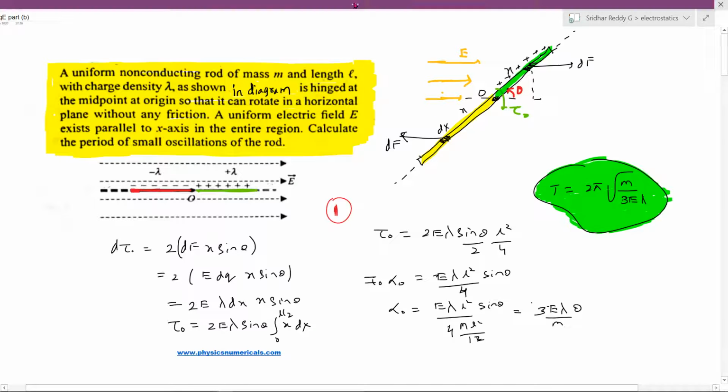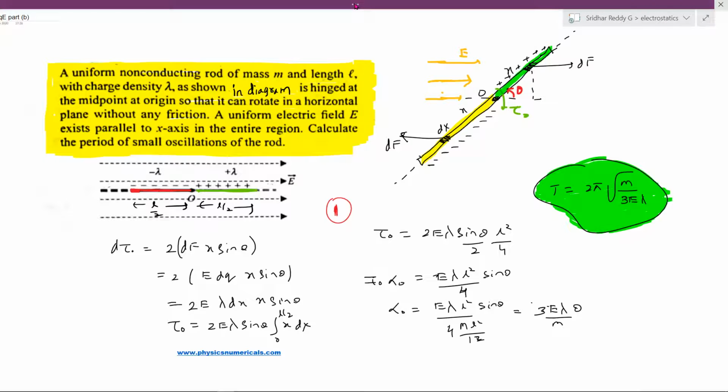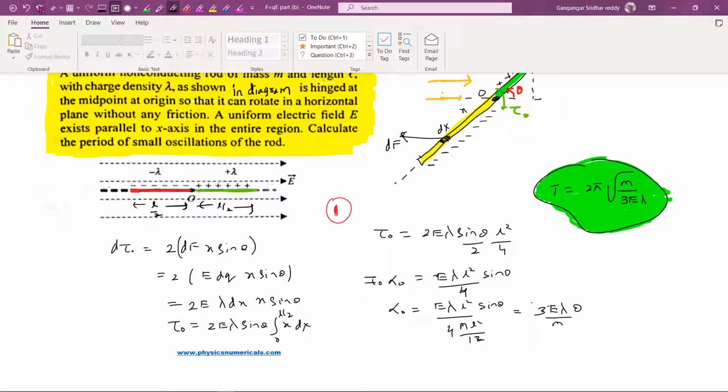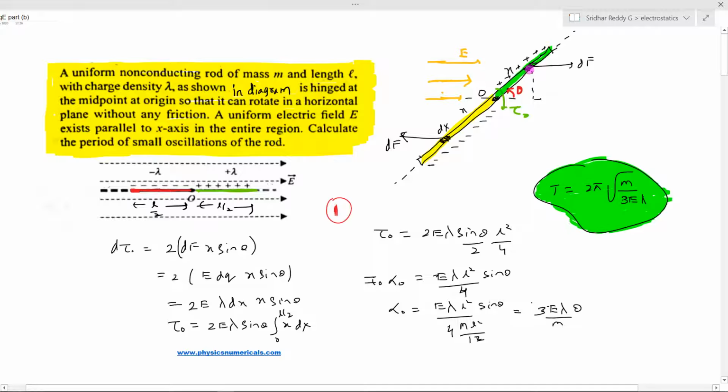Let me indicate the charge clearly, it's not visible. So this is the negatively charged part of the rod. This is the positively charged part. The length is L by 2, L by 2. Let me give a better description of the question so that it'll be easy for you. Okay, now you look at this part. So I'll assume a small element.